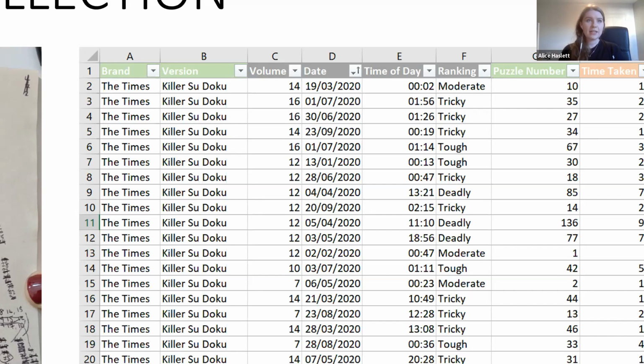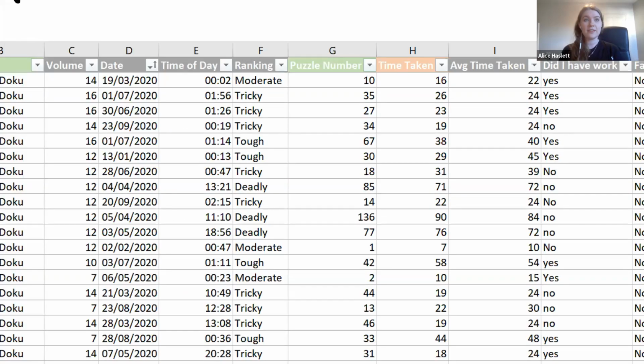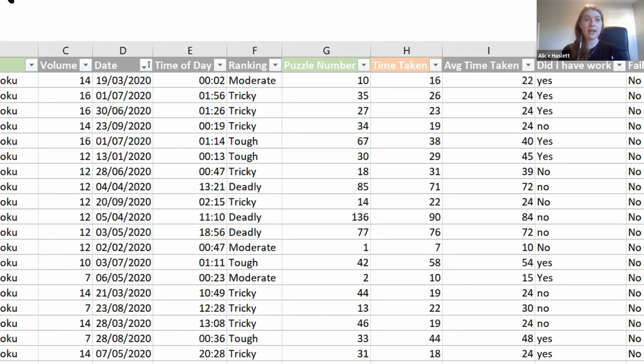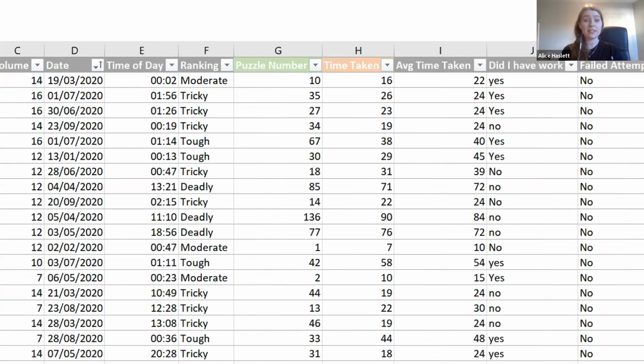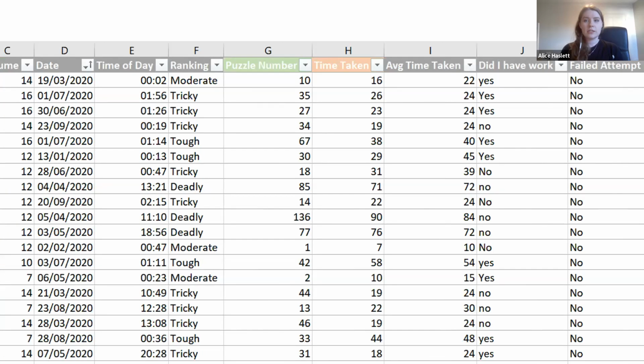I also looked at time taken, so that was my time taken, and the average time taken there was the publisher's estimated time taken. And then I looked at, did I have work that day and whether or not it was a failed attempt. So now I'm just going to go into my visualization to demonstrate what I did after this.